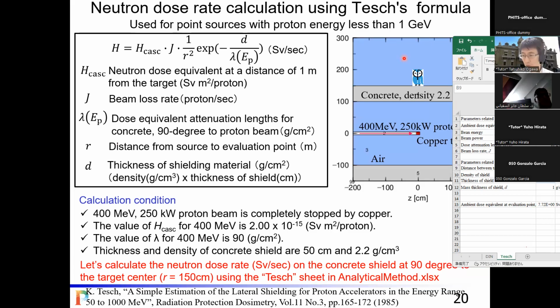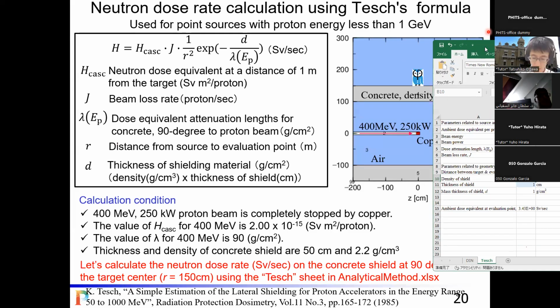All right, now it's time for the answer. The distance between the target and the evaluation point is 1.5. The density of the shielding is 2.2. The thickness of the shielding is 50 centimeter. So this is the answer.